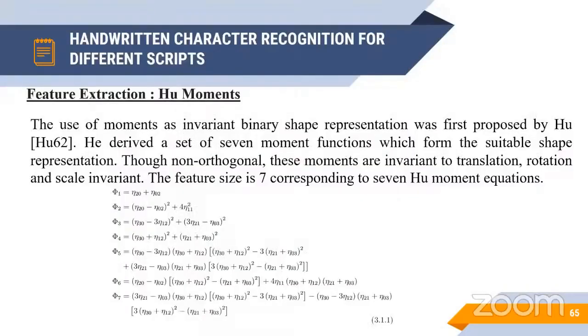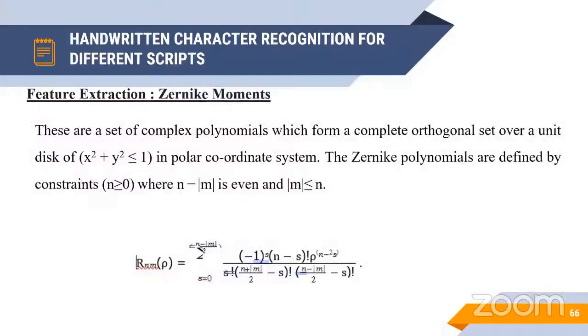The next one is the Hu moment. Hu moment is also done with the different shapes of the one particular character. The Zernike moment is the complete orthogonal set over the unit disk.